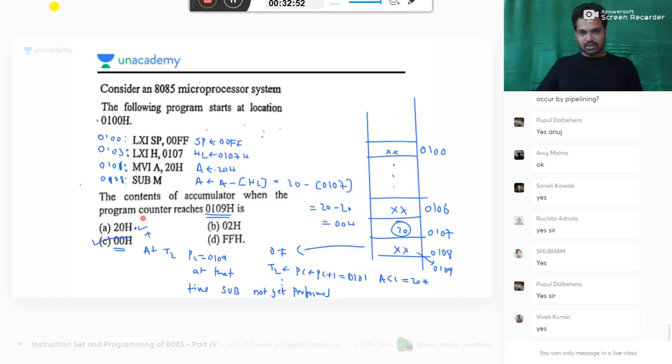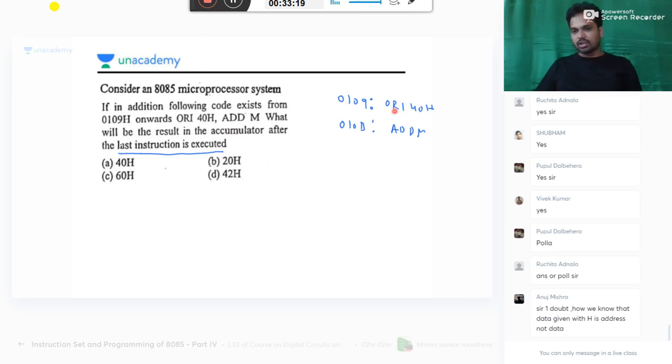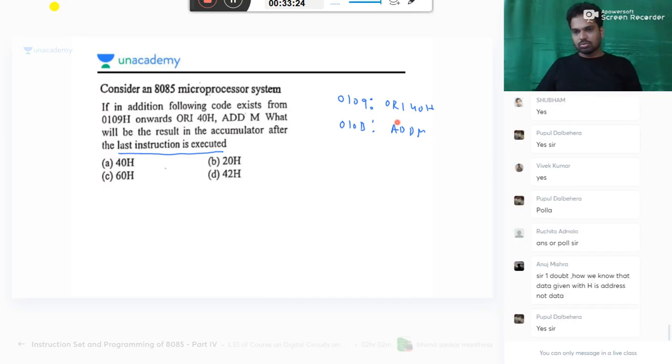Here, if we use the terminology like this, by the time PC reaches 0109, then blindly the answer is 20 only. He doesn't say by the time. He said when it is 0109. Okay, let's go for this poll. Actually, in the second T state of this, originally that will happen. You need not know it, Anuj.